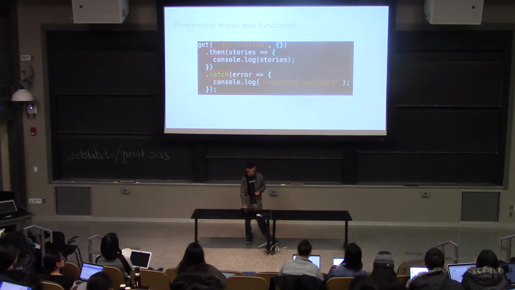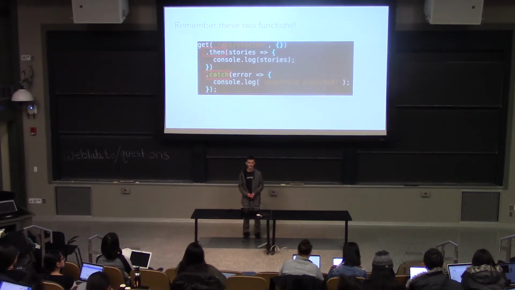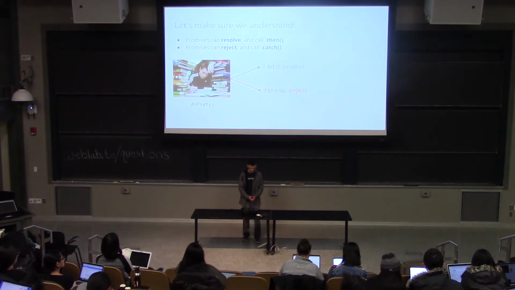So the main takeaways from this part is I just want you to remember there are two main functions that you use when you do promises. It's .then, which gets run when your code succeeds, and .catch, which runs when your code fails. So let's make sure we understand. Let's go back to our example from before.